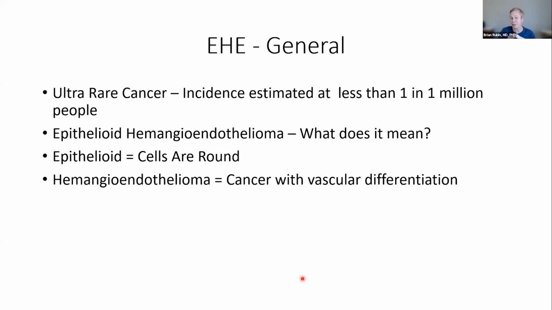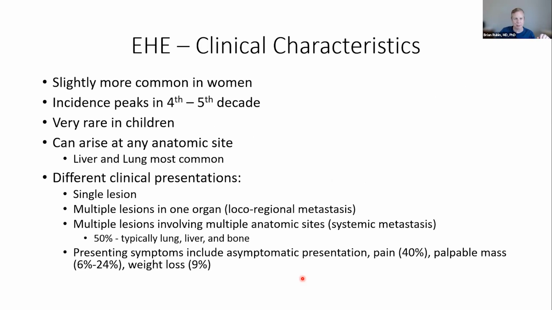So let's go into the name. Epithelioid hemangioendothelioma, we say EHE, we say this all the time, but what does it really mean? So I'm a pathologist, and EHE was described by pathologists. So all it really means is epithelioid, the cells are round. So this is a tumor that has round cells. And hemangioendothelioma is a cancer with vascular differentiation. So it's a cancer with vascular differentiation that has round cells. And again, described by pathologists.